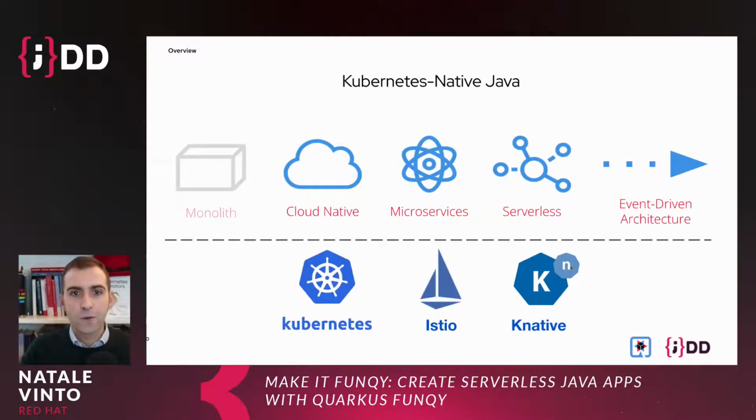And let's have an overview of Quarkus, if you haven't heard about it, or if you have. This is a Java framework which is Kubernetes native. This means that it's designed to run also in cloud native environments. It's designed to work with microservices, and it's designed to be serverless and event driven. In fact, it works perfectly on Kubernetes, Istio for service mesh, and Knative for the serverless part.